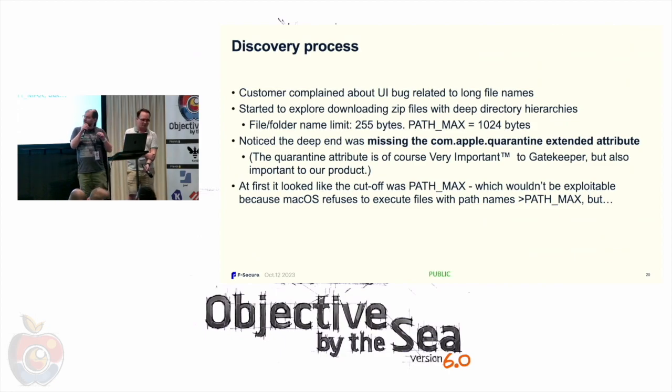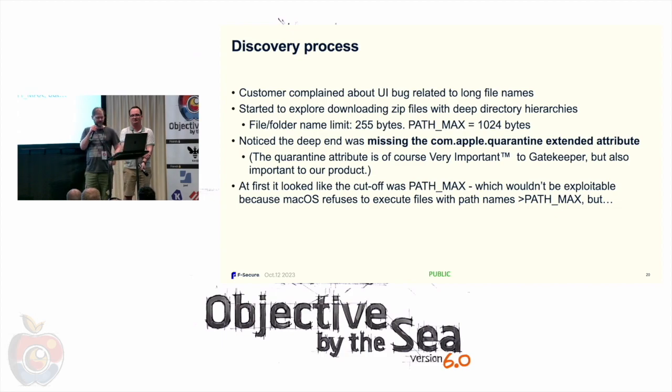The discovery process basically boiled down to a customer complaining to me about a UI bug, that long file paths don't look good in our UI. And I was like, okay, let's fix that. The way to trigger it was that I created huge zip files, downloaded them, and caused our product to react to it, so it showed the paths inside that zip file. But then I encountered all these weird limits when it comes to file and folder names.